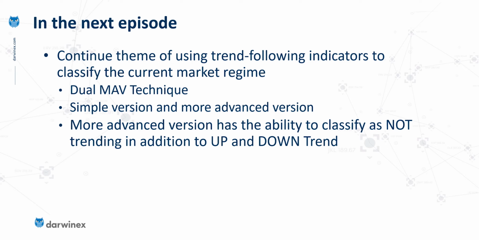And in the next episode, we're going to start looking at a dual moving average technique. So using two moving averages. And here we'll look at a simplistic version, which again will just classify into either an uptrend or a downtrend. But it does now give us the ability to classify a third categorization, which is not trending. And that's the more advanced version that we can use with the dual moving average.